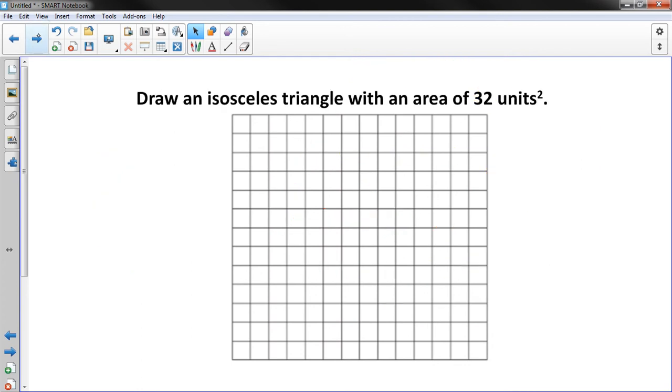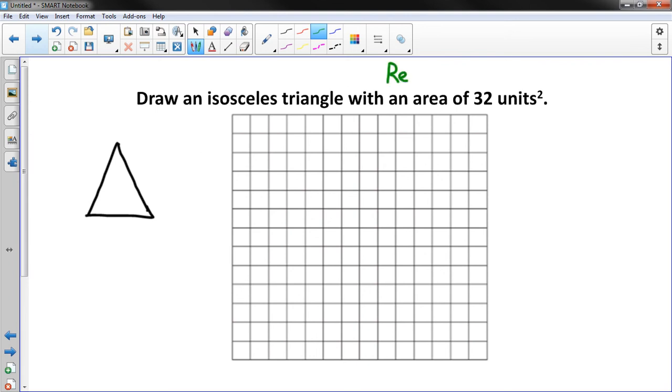Draw an isosceles triangle with an area of 32. Remember, isosceles triangles look like that. Well, that's going to be tricky. Well, let's think of the rectangle it's going to be in. If the triangle is 32, then the rectangle that it's inside has to be twice as big, 64. Okay, so I know 8 times 8 is 64. Let's make a rectangle that's 8 by 8 and try to get an isosceles triangle out of it.